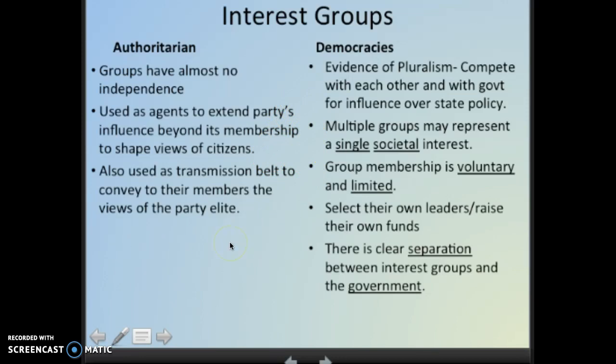All right, so that's going to be political parties and interest groups, part of the political institutions, specifically linkage institutions.